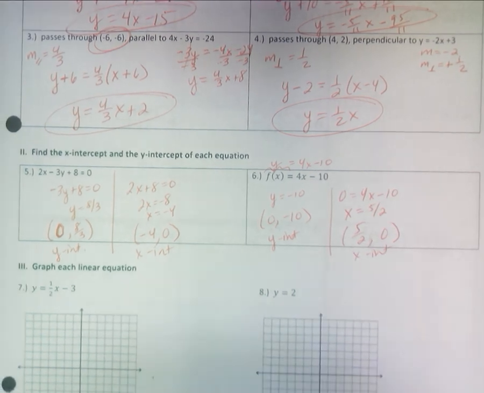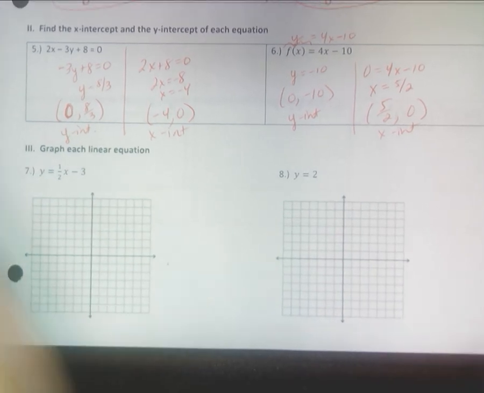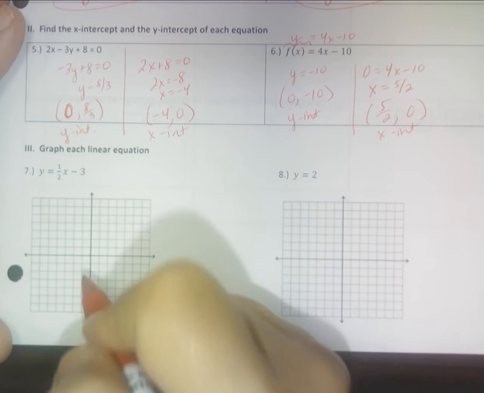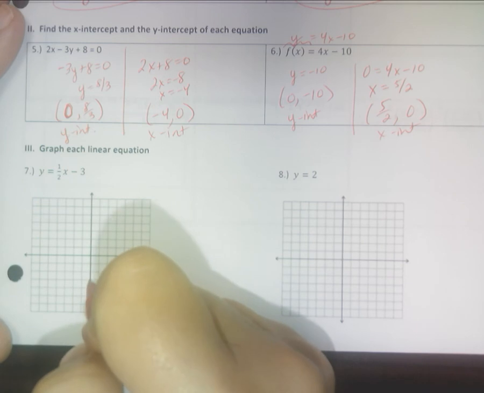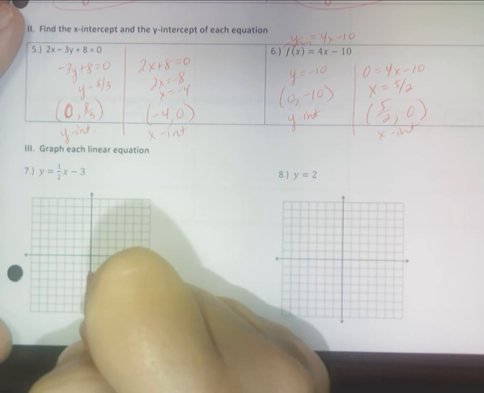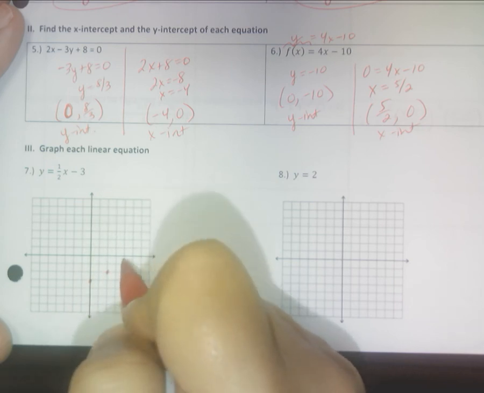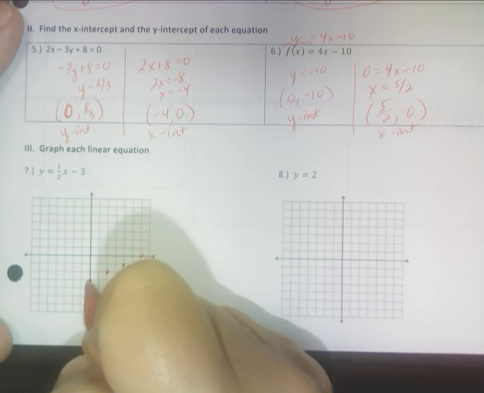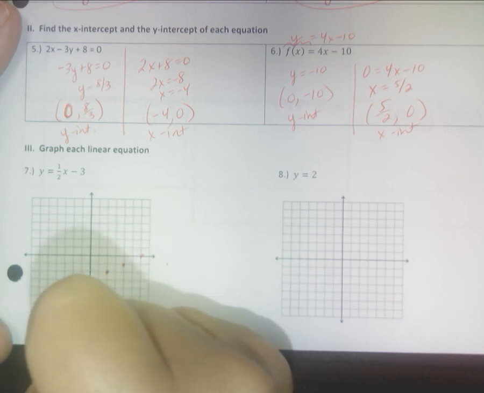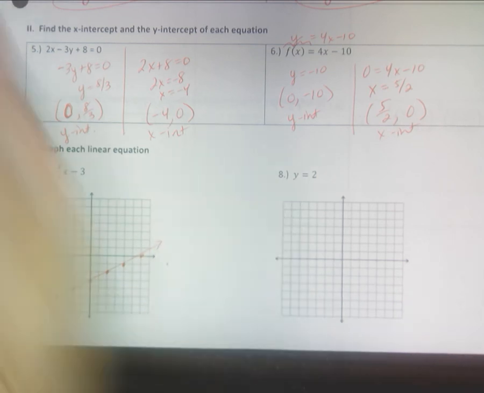Graphing a line, you really need to know how to graph a line without using your graphing calculator, even though we will use our graphing calculator quite a bit this year. The way I do it is I start at -3 on the y-axis. The slope is your rise over your run. So you're going to rise 1, run 2. Rise 1, run 2, and keep doing that all the way, or you could go down left. Down 1, left 2. And that would be your line.